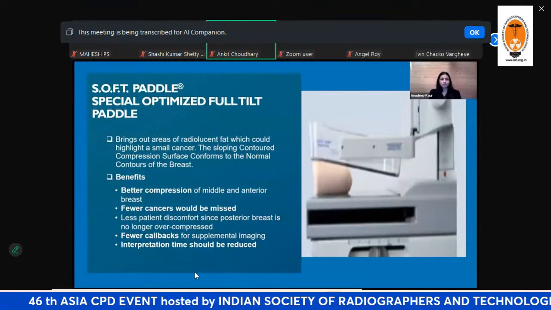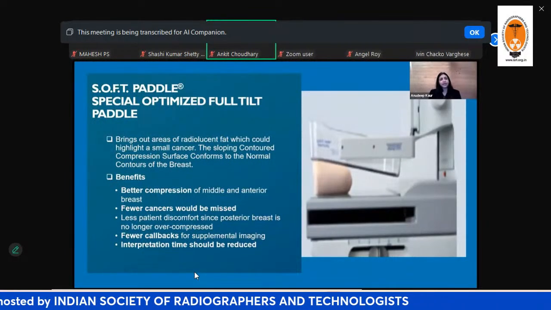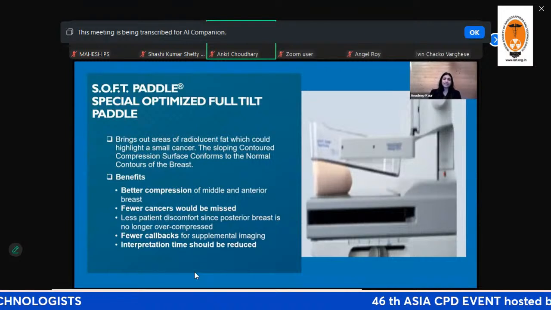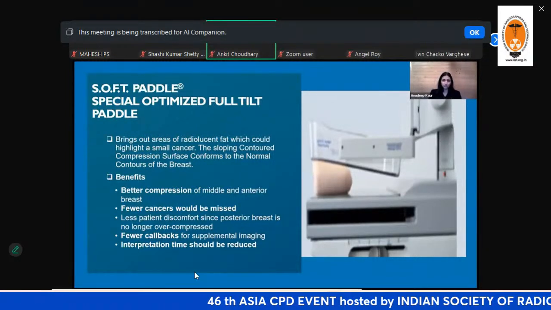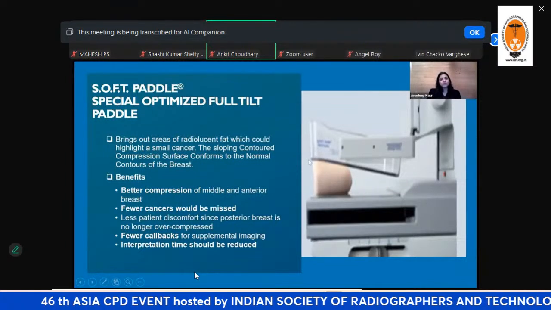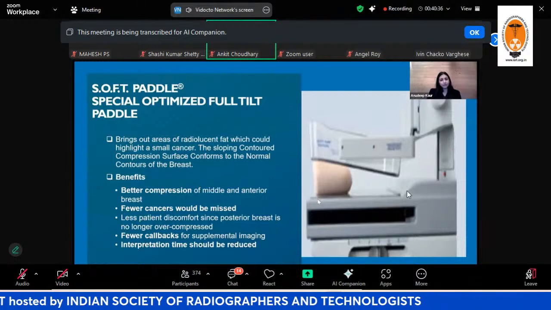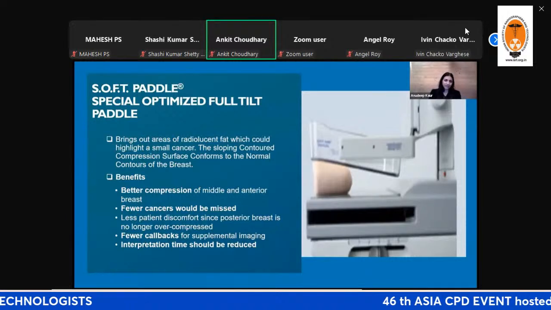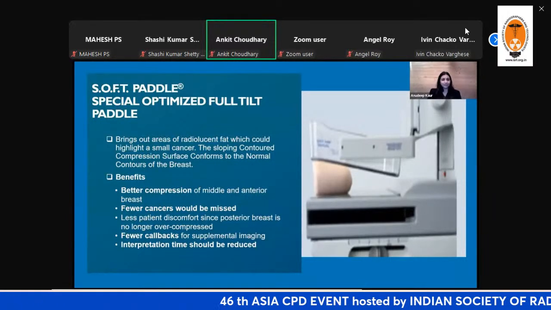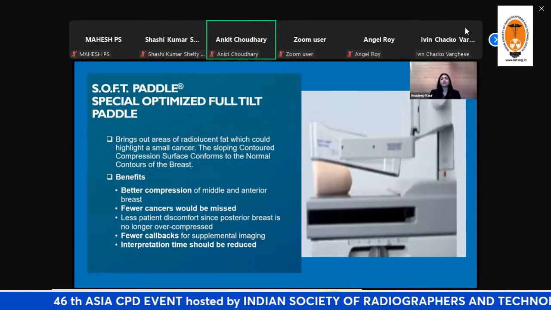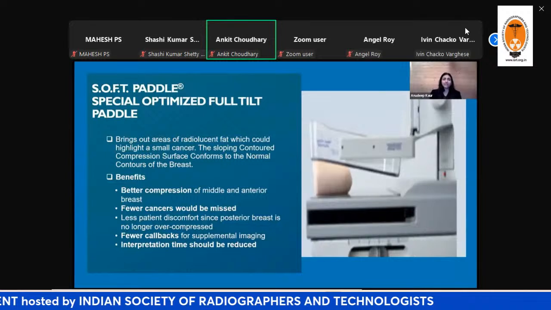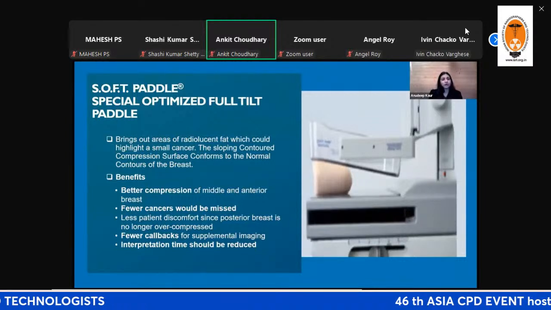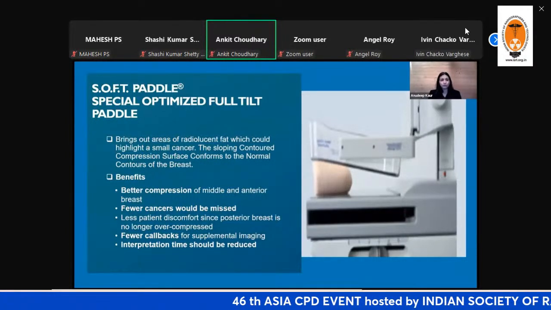Next is something called the soft paddle, that is a specially optimized fully tilt paddle. In this case, the paddle of the mammographic compression device tilts according to the shape of the breast tissue. As we can see, the thickness towards the patient's body is higher, and towards the outside it's very much lower, right? So when we want to give the compression, if we give the same compression over the entire area, we are not able to get a fine image or optimized image contrast, right? But in the case of the soft paddle, we are giving even compression depending on the thickness of the breast tissue from the interior side to the exterior portion. So this is again gaining a lot of popularity.